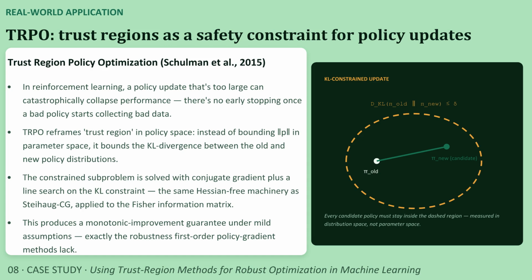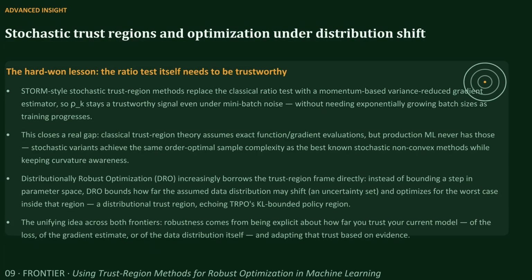This gave TRPO a genuine, practical monotonic improvement guarantee under reasonable assumptions, which is why it became foundational in deep reinforcement learning. Worth noting, PPO, proximal policy optimization, was later introduced as a simpler first-order approximation to the same trust region idea, trading some of the formal guarantee for much lower implementation and compute cost. Same cost versus robustness trade-off we just discussed, playing out in how a real system evolved over time. Let's look at where this is all heading.